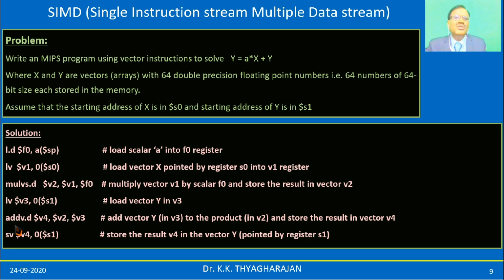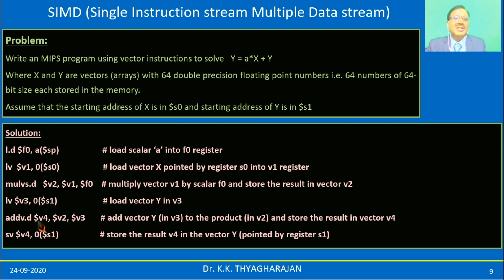Now you have to add this V3. V3 is Y. You have to add this V3 with this V2. So ADDV.D $V4, $V2, $V3. V2 and V3, you already have the results obtained, right? V2 has A into X, V3 has Y. So both will be added, that is A into X plus Y, and the result will be stored in V4.